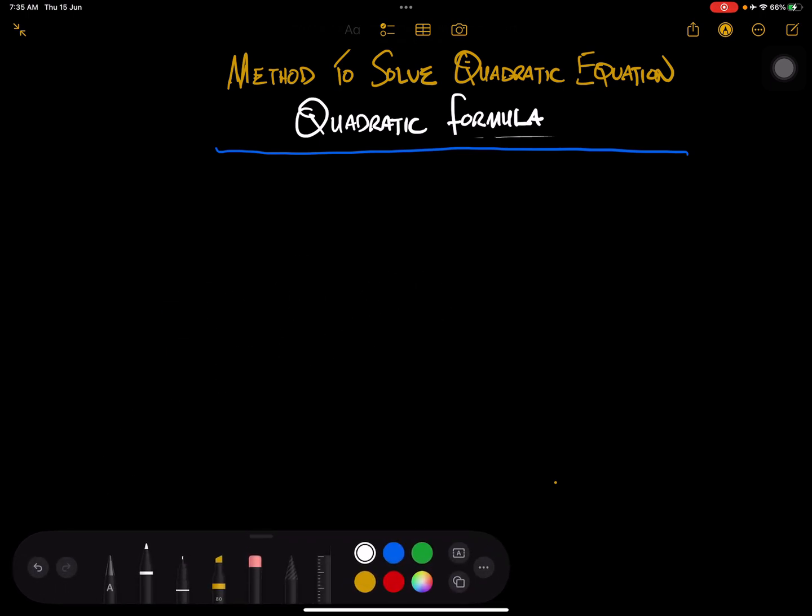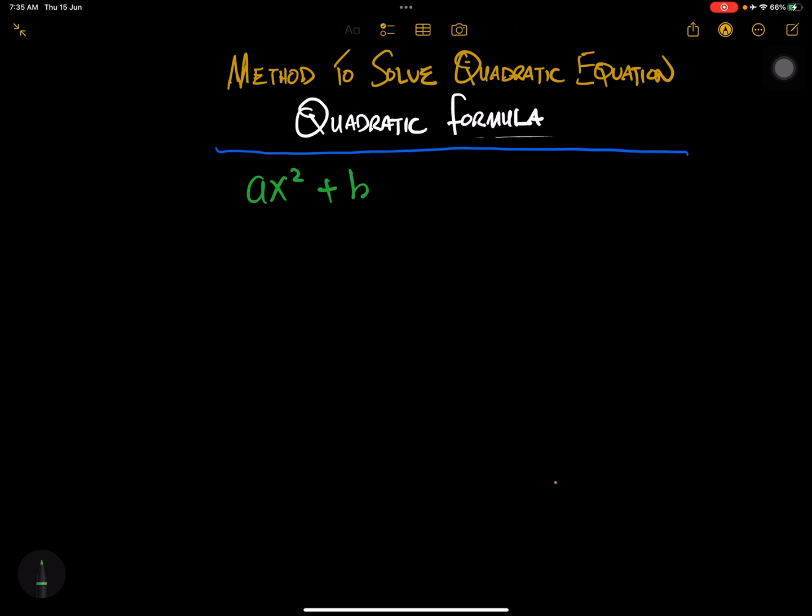So the quadratic formula, remember, we said a quadratic equation is always of the form ax squared plus bx plus c equal to 0. If there's an equal sign in the expression, it makes it an equation. And if the power on the x is 2, that is a sign that it's a quadratic equation.